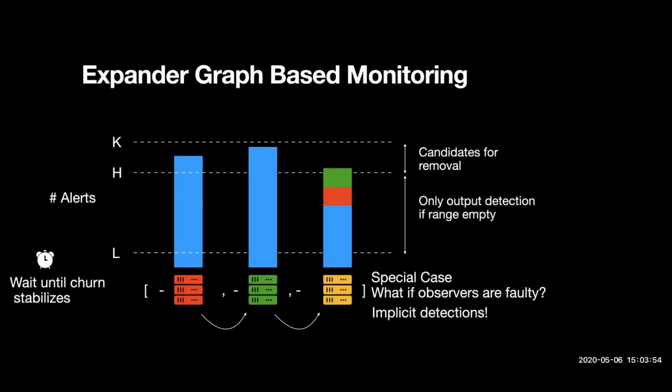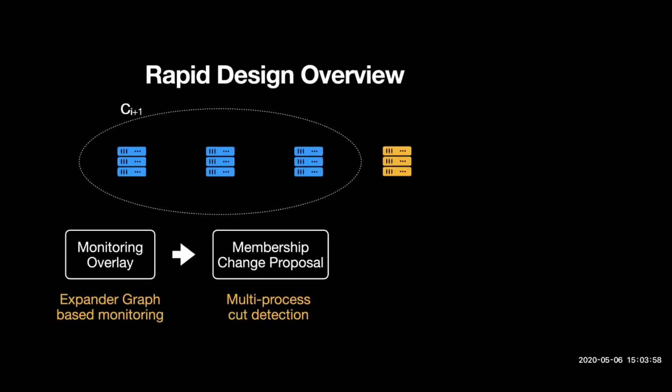So at this point, the values of L and H are chosen in a way that the conflict is minimum. So most of the nodes in the system output the same cut. That basically gives us an almost everywhere agreement.